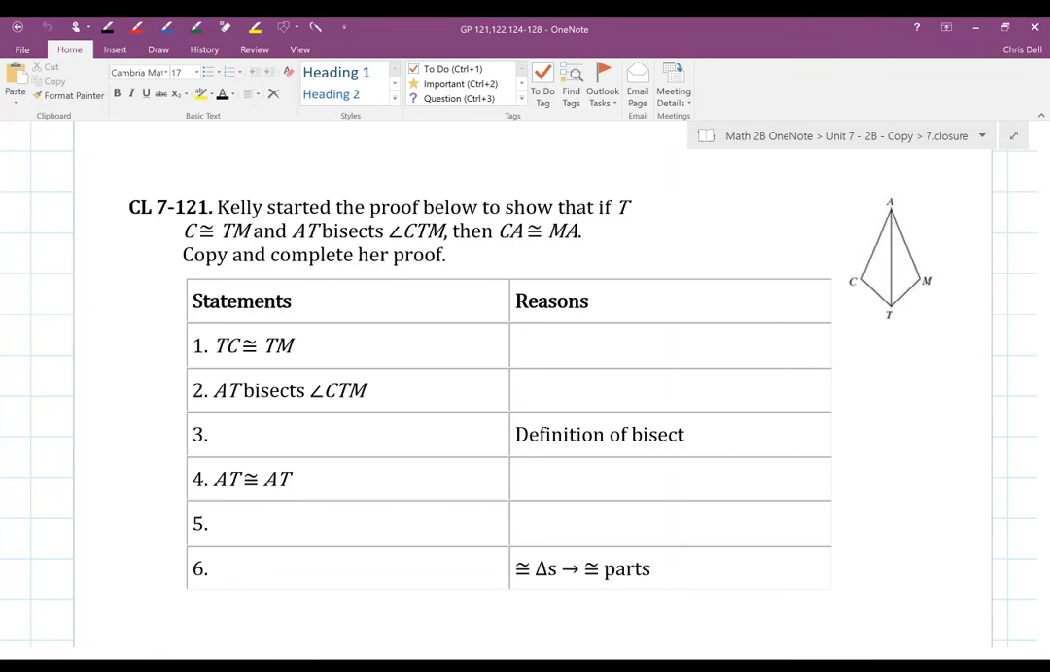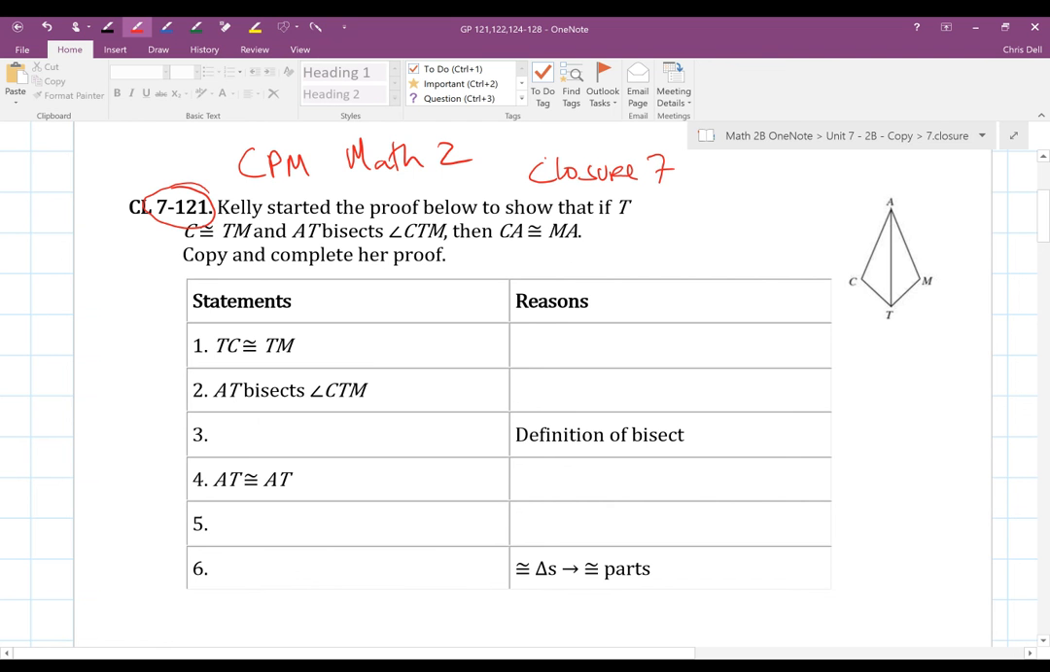We are looking at a problem that's a proof, and we are given the skeleton of this proof, and we need to fill in some of the blanks. So let's go through that process. It's a two-column proof, coming from CPM's Integrated Math 2, the closure of chapter 7, number 121.